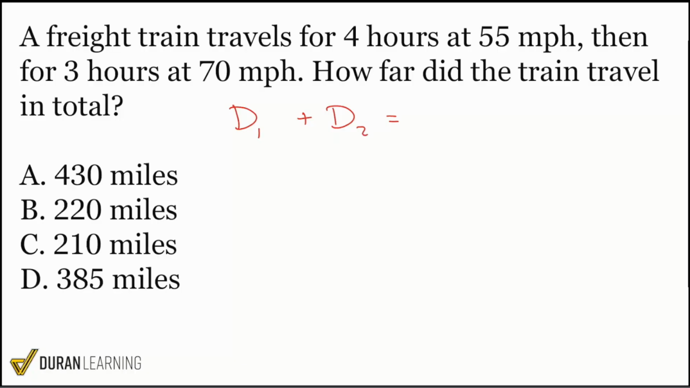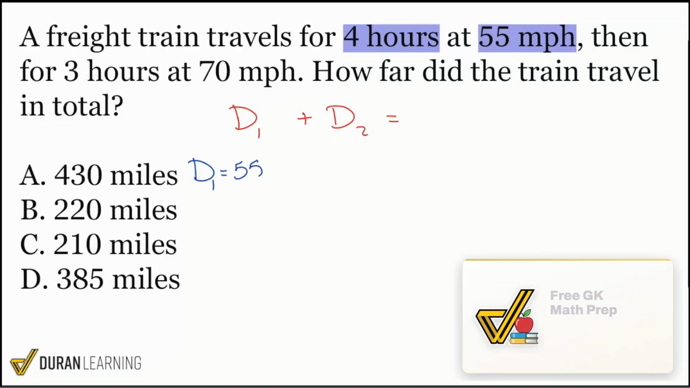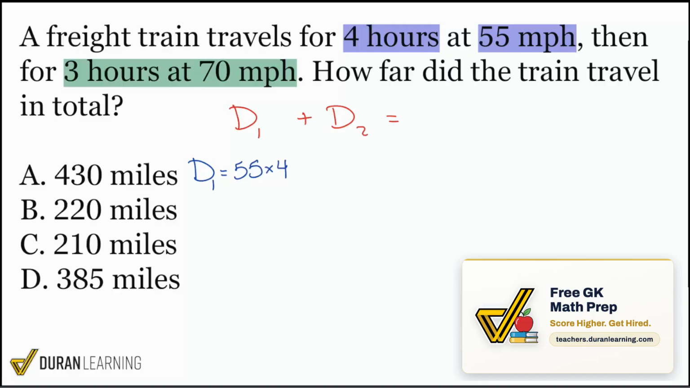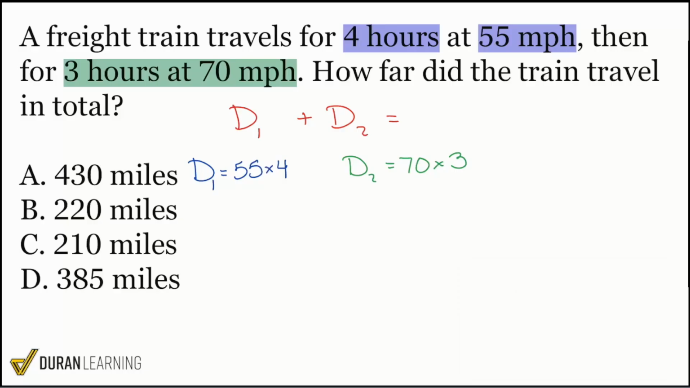So for the first part, we see that it's 4 hours at 55 miles an hour. So we can go ahead and just write that right over here. Distance 1 equals 55 times 4. Then for the second distance, we see that right over here in green, 3 hours at 70 miles an hour. And so we can say that D2 equals 70 miles an hour times 3. So now that we're here, we'll go ahead and perform the calculations, add them together, and we're done.